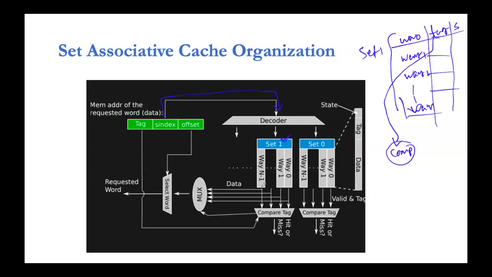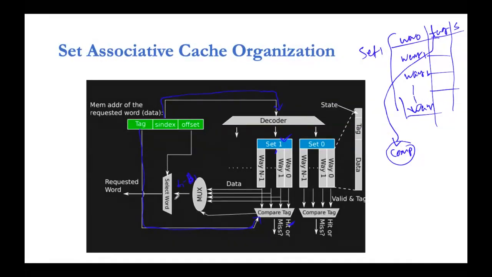So all these sets will be taken, from this set one, all these ways, all tags will be taken, and all those tags are compared with the tag of your given address. If it is a hit, if any one tag is matching, then from all those tags, the data will be given as an input to the multiplexer.